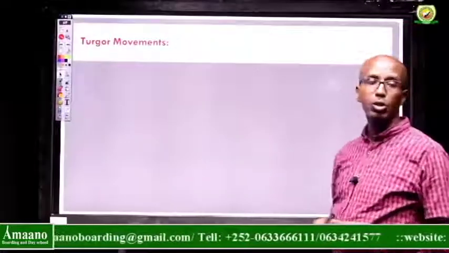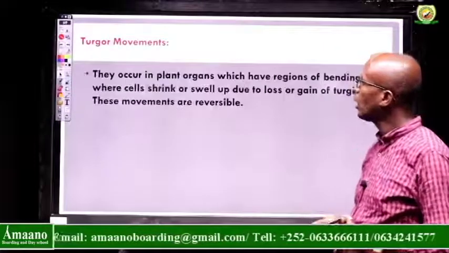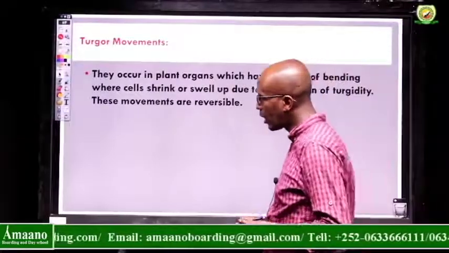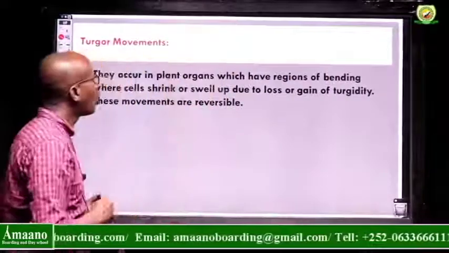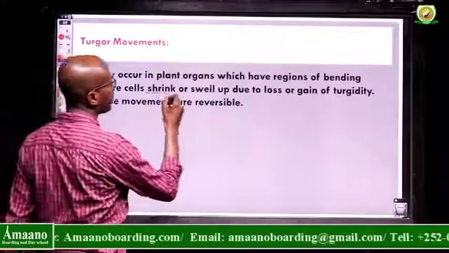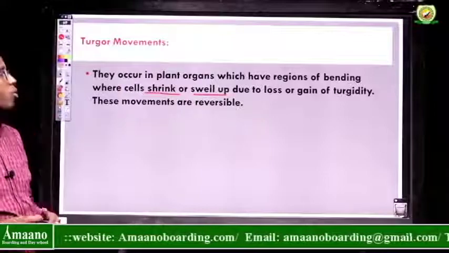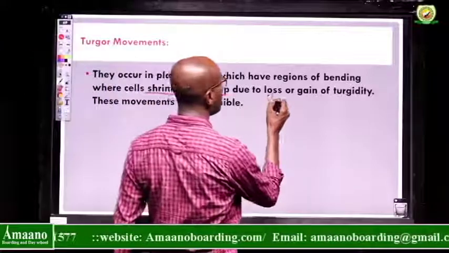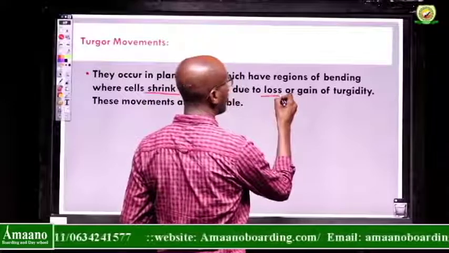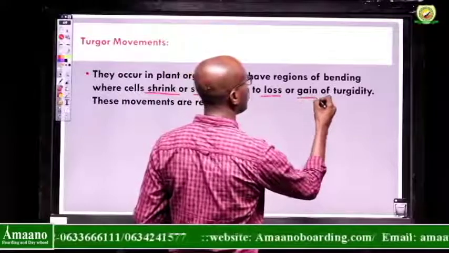Okay, let's look at the turgor movement. The turgor movements occur in organisms which have regions of bending where cells either shrink or swell up, due to loss or gain of turgidity. You see, please, they can shrink because of loss of turgidity, or they can swell due to gain of turgidity.